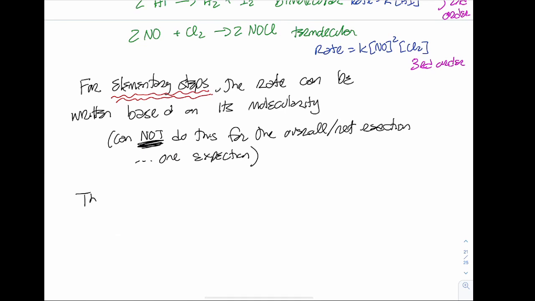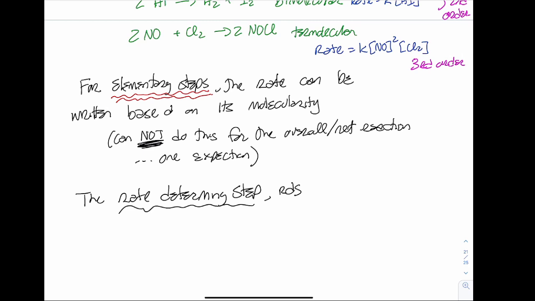The rate determining step, abbreviated RDS, is the slowest step of our reaction, the slowest step of the mechanism. So whichever elementary step is the slowest is my rate determining step. It's called rate determining because it determines the overall rate of our reaction, right? Our reaction can never proceed faster than its slowest step.